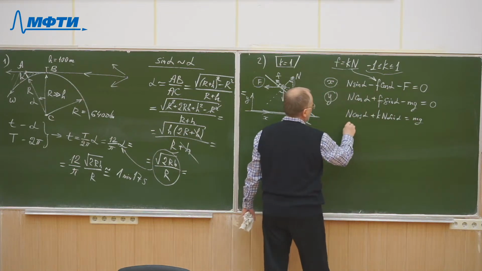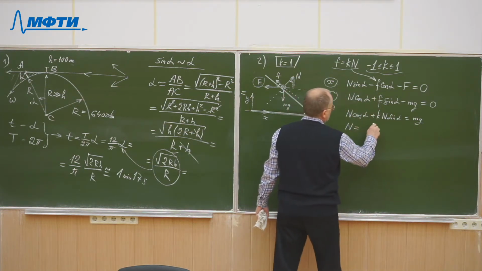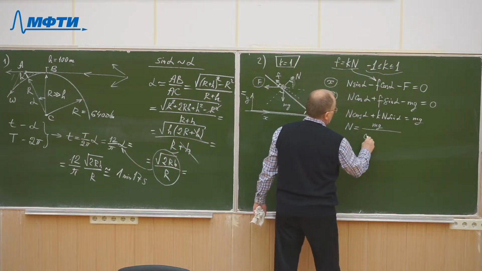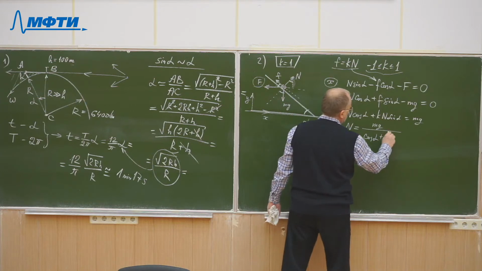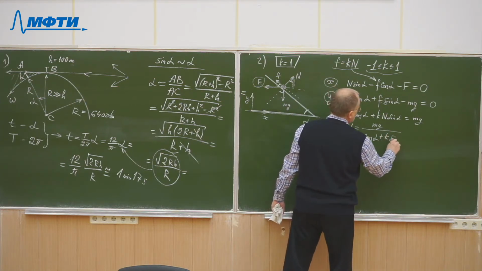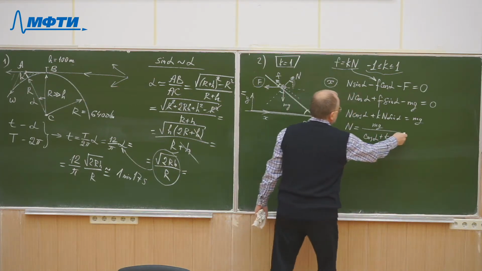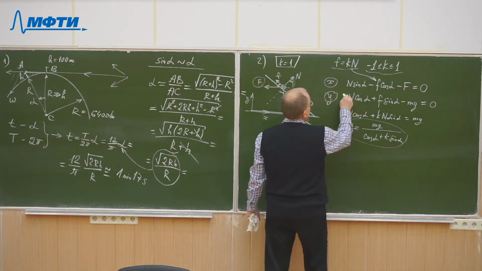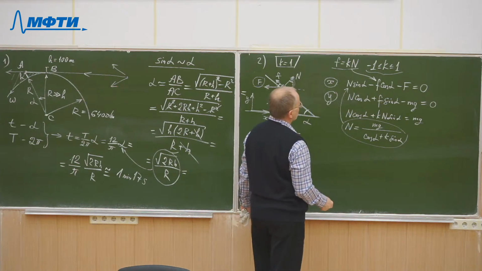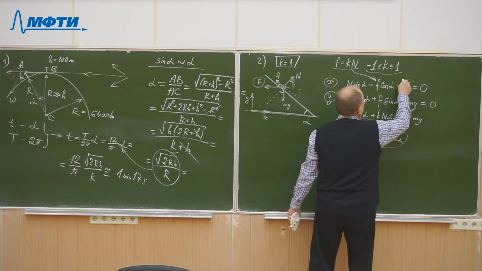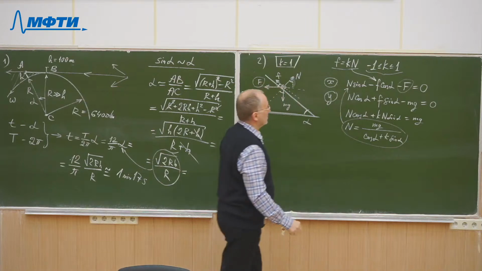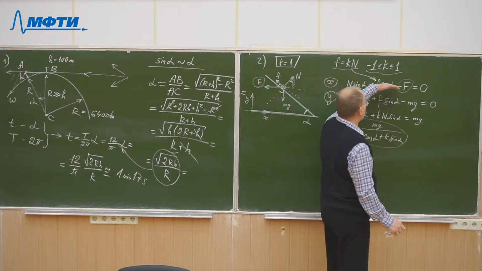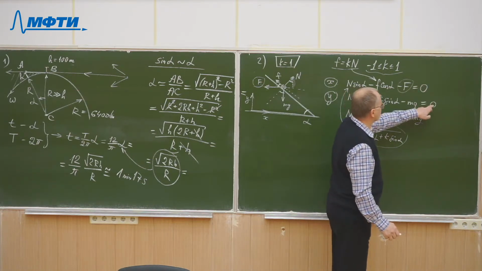From the second equation, we can immediately find N. That will be mg over cosine alpha plus k sine alpha. And this expression for N can be substituted into the first expression to find what we need to find, force F, external force F, such that all these expressions are equal to 0.